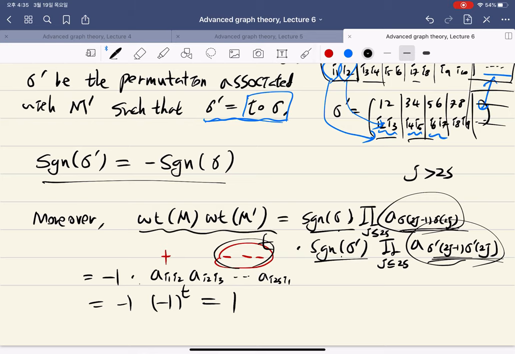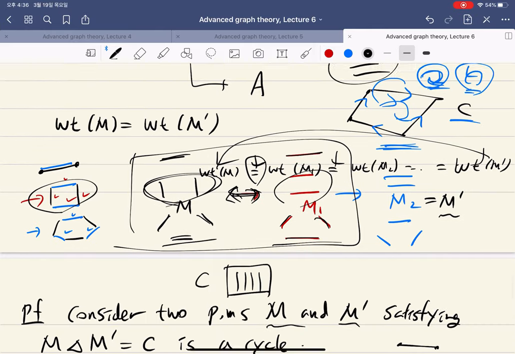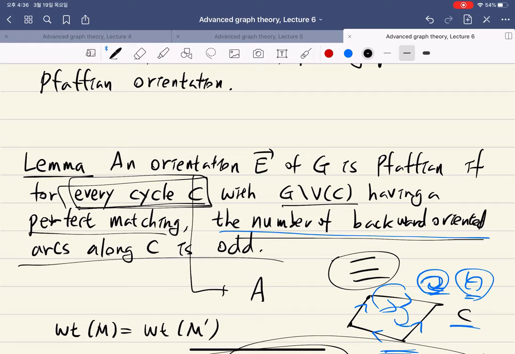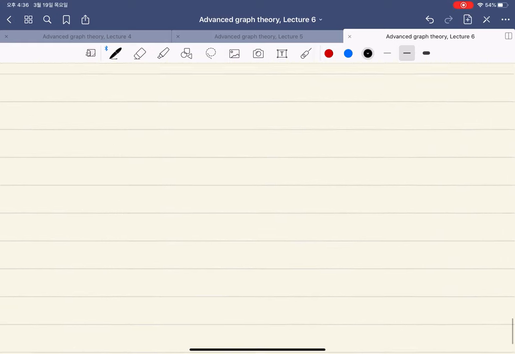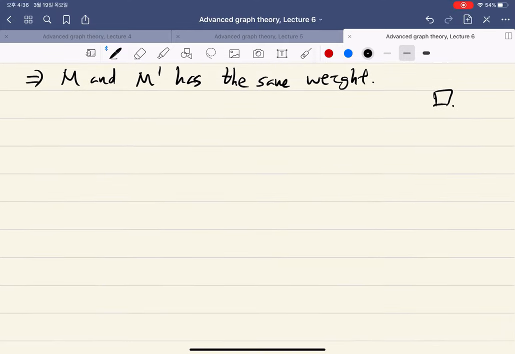So the weight of M times the weight of M prime is 1. They are either 1 or negative 1, but their multiplication is 1, which implies that M and M prime have the same weight. So this finishes the proof that such an orientation is Pfaffian. So if for every cycle C such that after deleting the vertices in C the remaining graph has a perfect matching, the cycle C has an odd number of backward edges in the orientation, then it is Pfaffian. Using that, we can prove this.